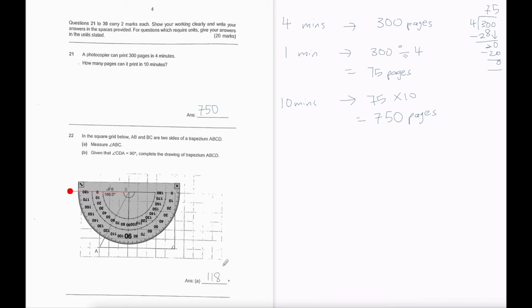Okay, the answer should put 119, but it's probably because this is online, this is a digital copy, so we are gonna get different angles. But yeah, I'm getting 118. Let's see the next question.